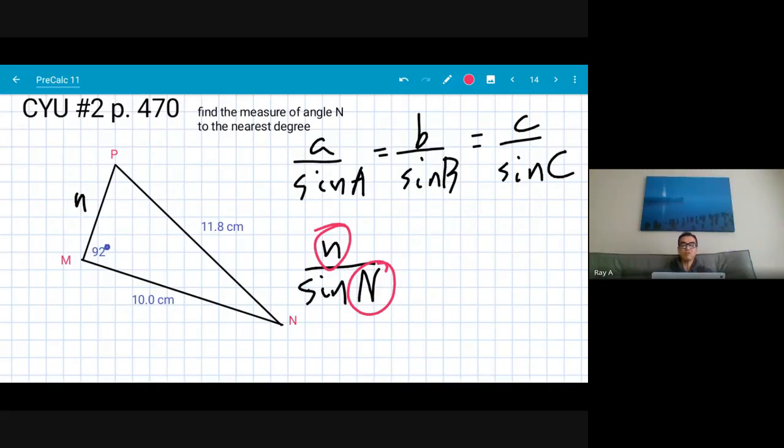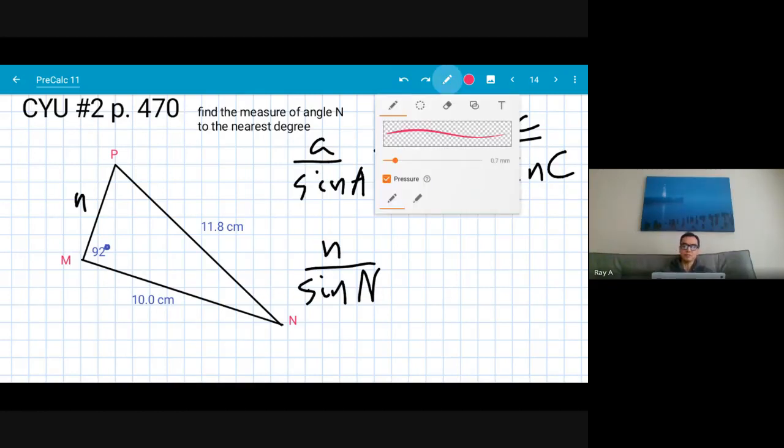So that means I have to try the other ratios first. Let me find angle P instead. Once I get angle P, if I add it to 92 degrees and then subtract everything from 180, then I get angle N. Does that make sense? Okay, so let's see.